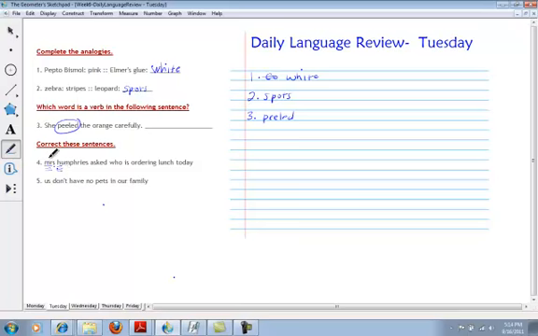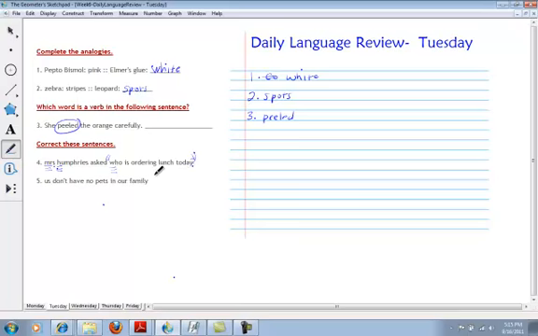Now, in this sentence, Mrs. Humphreys is saying something, and the words that she is speaking are who is ordering lunch today. So we need to have quotation marks around those words. And within those quotation marks, we need to capitalize the first word. And since she's asking a question, we need to make sure that we put a question mark in there. And our question mark needs to go inside those quotation marks.